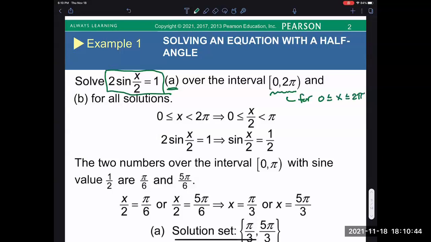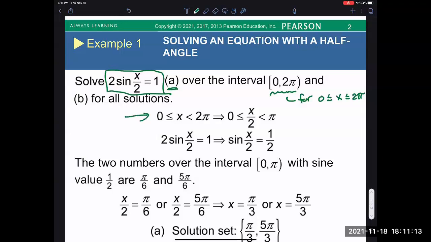It's kind of important to realize that that interval is a restriction on x, because actually what's in the sine function is x over 2. Normally, we would look at the interval from 0 to 2 pi and think, oh, that's one period of the sine function. But when x goes from 0 to 2 pi, x over 2 only goes from 0 to pi. So they illustrate that in this first line here.